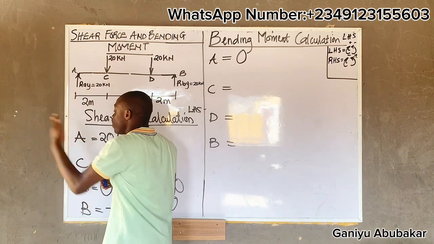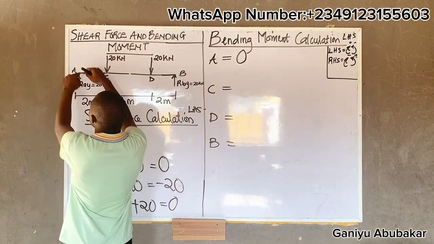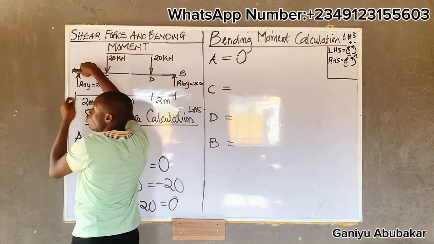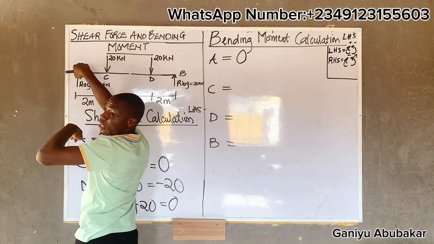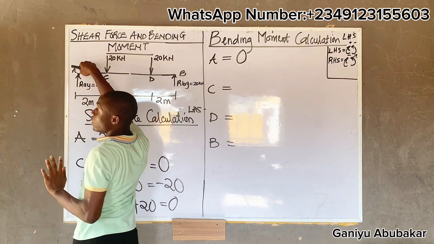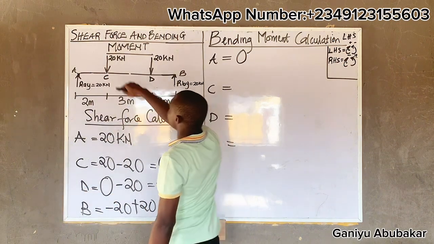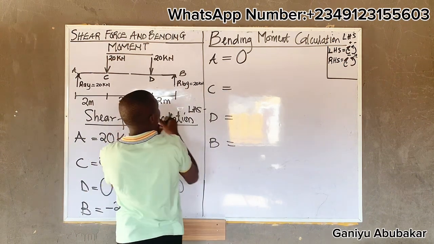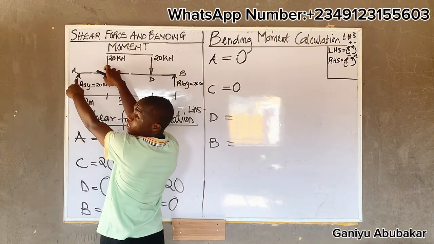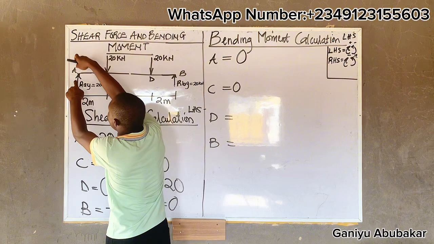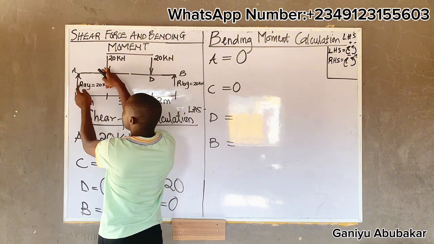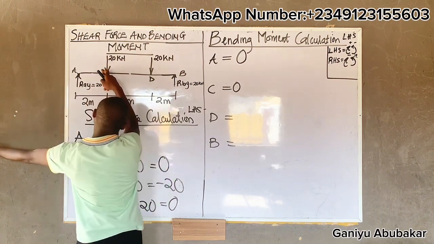So I'm taking my reading from the left hand side. If I take one at this point, it is 0 already. If there was a force on this left hand side, that force would come down to A. But nothing was here, so that becomes 0. Now at C, C is 0 too. But I'm moving from the left hand side, and there's a force here, 20. This will now come to C. It was a left hand side reading.